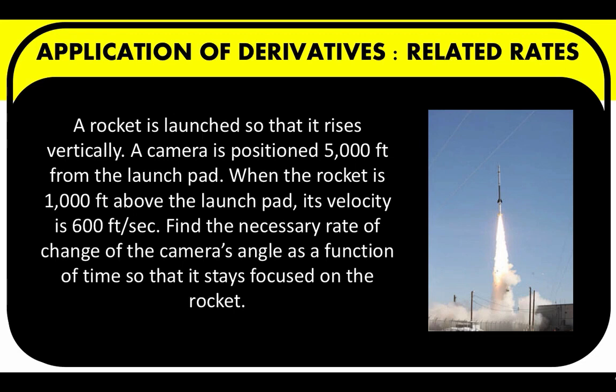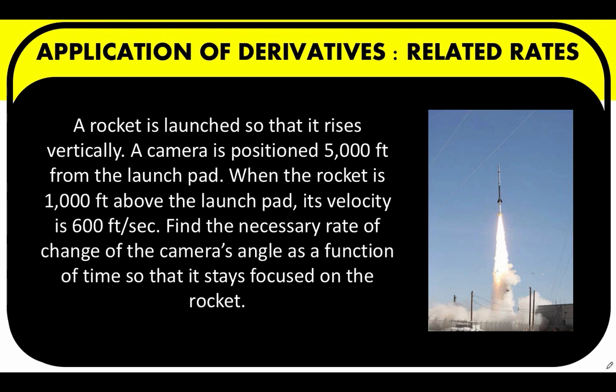A rocket is launched so that it rises vertically. A camera is pointed 5,000 feet from the launch pad. When the rocket is 1,000 feet above the launch pad, its velocity is 600 feet per second. Find the necessary rate of change of the camera's angle as a function of time so that it stays focused on the rocket. You can pause the video and try to solve this problem.